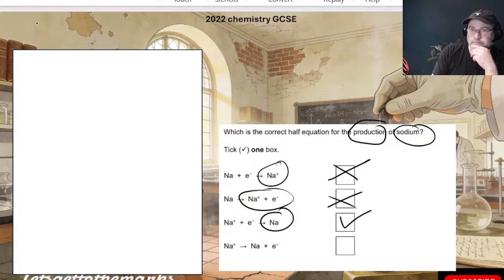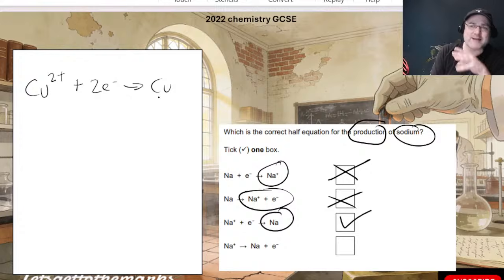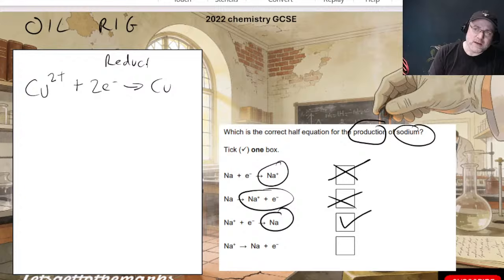So half equations for metals are the dead easiest thing. If a metal's coming off, so imagine it's copper coming off. In electrolysis, it's different than redox half equations because you're starting with an ion. So copper 2 plus is like this, and then copper is going to pick up 2 electrons and it's going to become copper atoms. And guess what? OIL RIG, this is reduction, because reduction is gain of electrons.